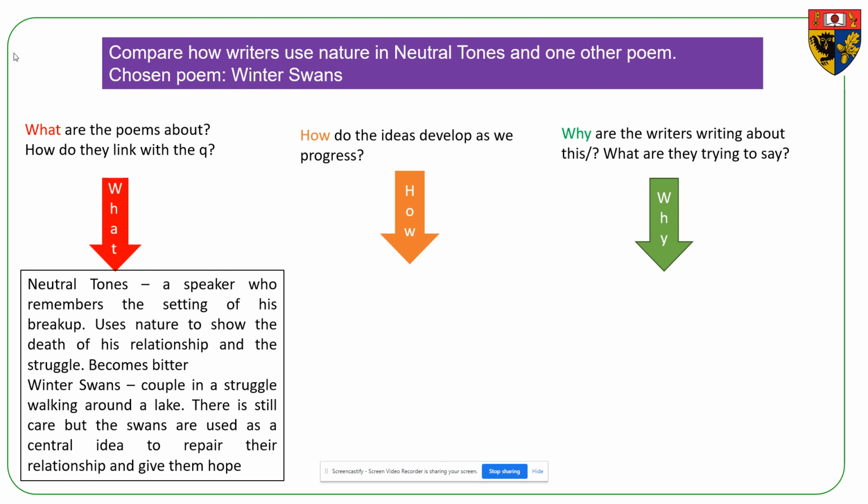In Winter Swans, we've got a couple who are in a bit of a struggle and they're walking around a lake. So there's a little bit of conflict in their relationship, but there's still care and love in their relationship. And the swans are used as a central metaphor to repair their relationship and to give them hope for the future.